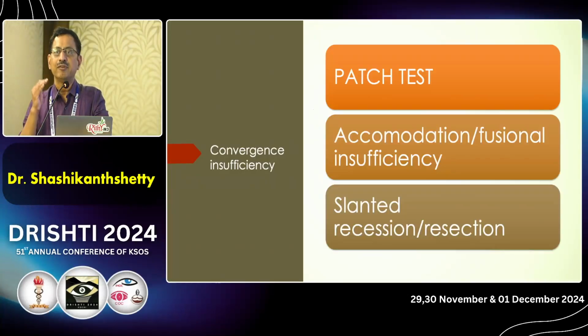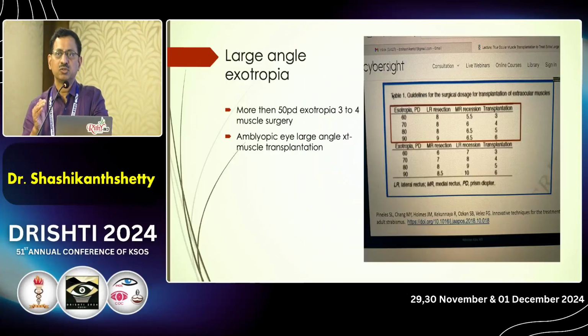So we can have convergence insufficiency, where we can do a patch test to differentiate between true convergence insufficiency and pseudo convergence insufficiency. So again, true convergence insufficiency has two types: accommodative and fusional insufficiency. We treat them either by glasses or by a slanted resection. And large angle exotropia, if there is more than 50 prism diopters of exotropia, we do 3 muscles. And if it's like 60, 70, we do 4 muscles. And if the patient has an amblyopic eye with large angle exotropia, we do a muscle transplantation.